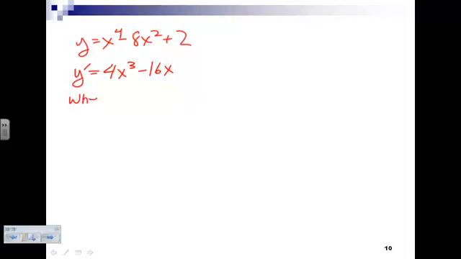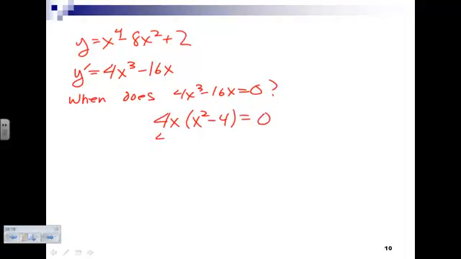When does 4x cubed minus 16x equal 0? Because whenever x makes that expression 0, we have a horizontal tangent. How about we factor out a 4 and an x? If I do that, I'm left with an x squared minus 4. 4x times x minus 2, x plus 2 equals 0. The roots of this equation are x equals 0, x equals 2, and x equals negative 2.